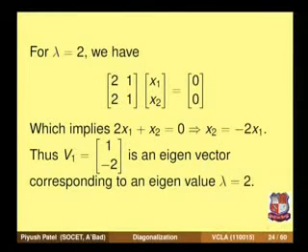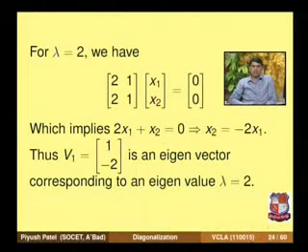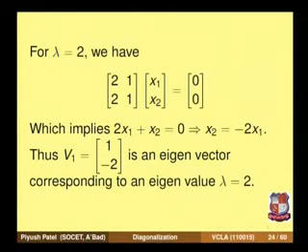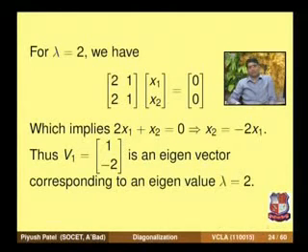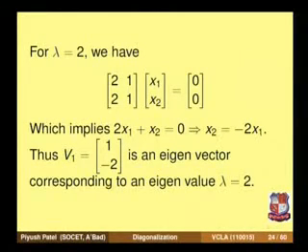In this system both the equations are identical: 2x1 plus x2 is equal to 0. Therefore we have x2 is equal to minus 2x1, so the solutions are infinitely many. By choosing an arbitrary value for x1, we get the value of x2, so we have a non-trivial solution for this system, and all these non-trivial solutions are eigenvectors for the eigenvalue lambda equal to 2.